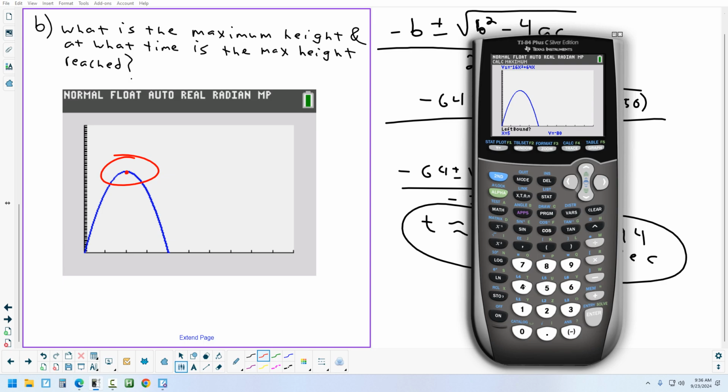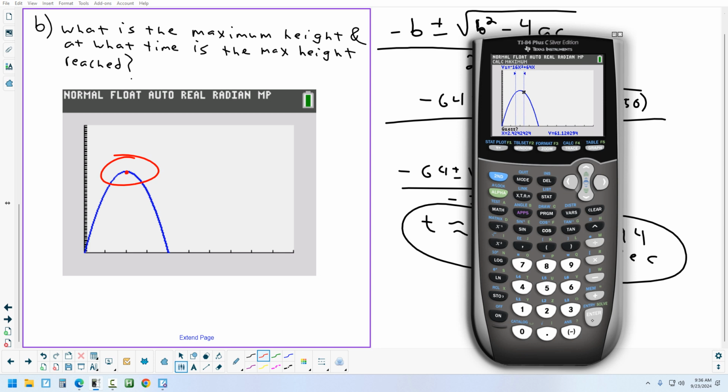First thing it says is to pick a point. I'm just going to keep pressing left till my cursor shows up. That is somewhere to the left of the maximum. Good enough. So I need to move my cursor so it's to the left of the maximum. Hit enter. Then it says right bound. I need to move my cursor to the right of the maximum and hit enter.